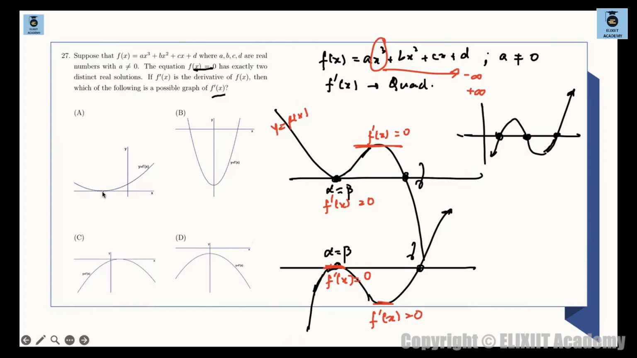So for the first graph, you can see over here that the graph touches at this place. So here the roots are equal. Here there are two distinct roots of f dash of x. So here the graph touches over here, so this will not work.